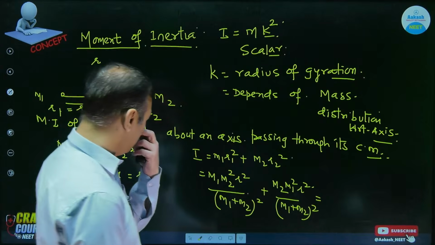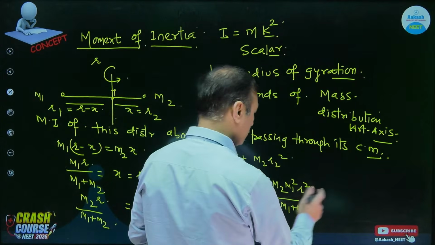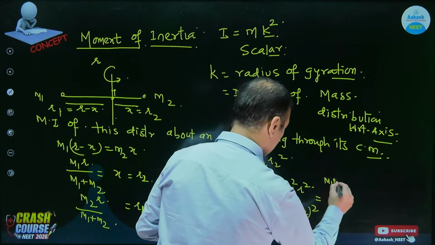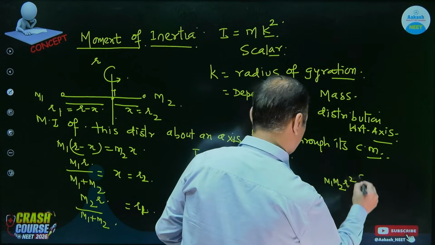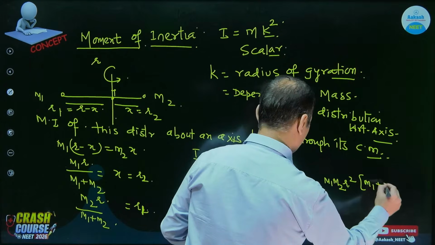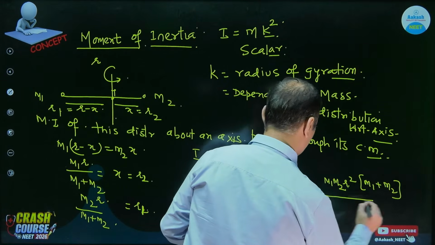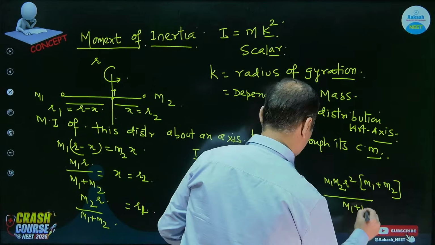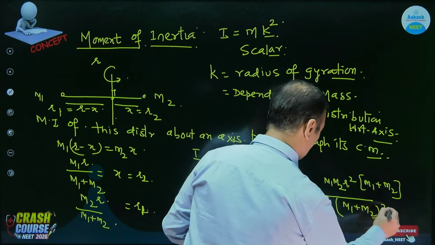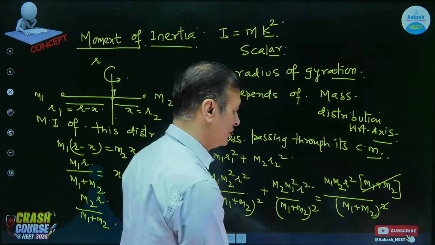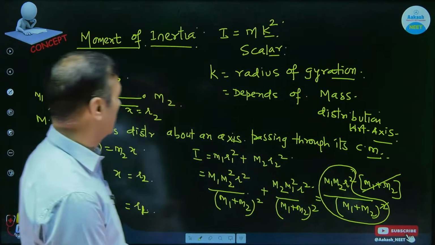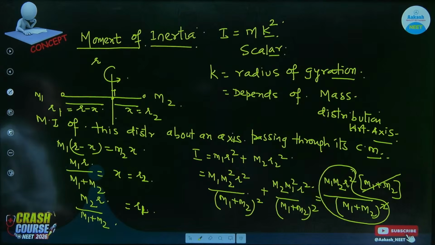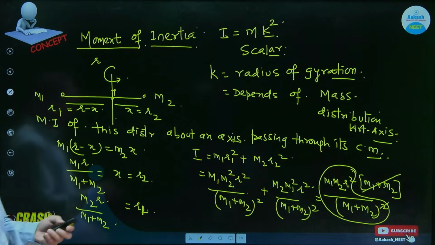And when you rearrange it, we take m1 m2 common, then it becomes r square times m1 plus m2 by m1 plus m2 whole square, and this whole square cancels with this. So what you are left with is the moment of inertia of this two particle system about an axis passing through its center of mass. Got it?